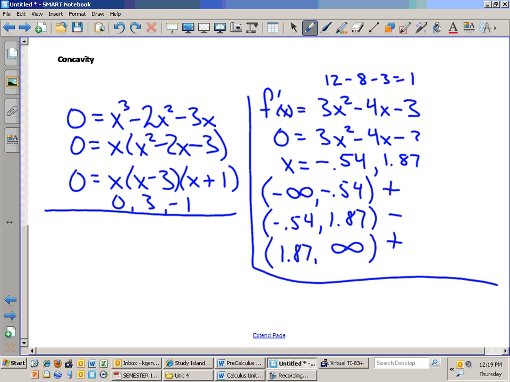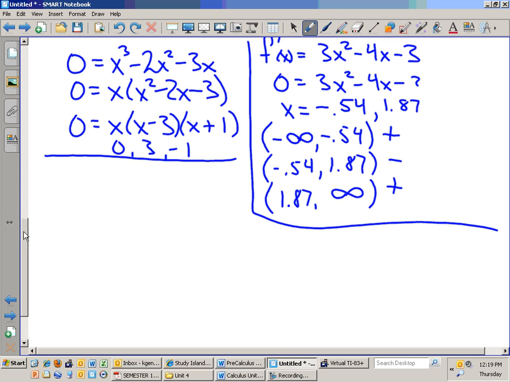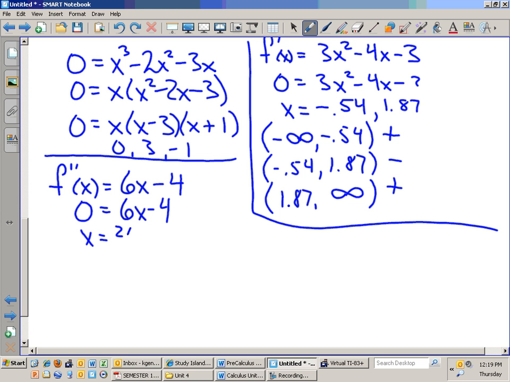To figure out concavity, I have to find the f double prime. Very good. F double prime of x is equal to 6x minus 4. Set it equal to 0. That will be your point of inflection. 0 equals 6x minus 4. Add the 4, divide by the 6. X is equal to 2/3.